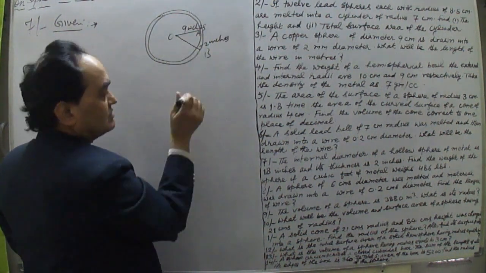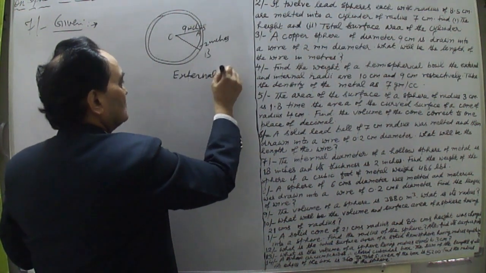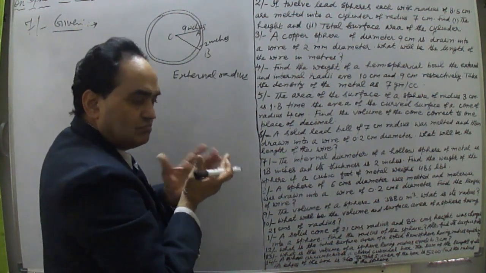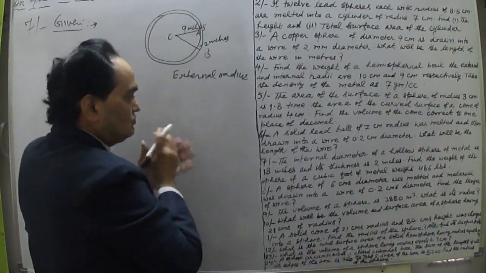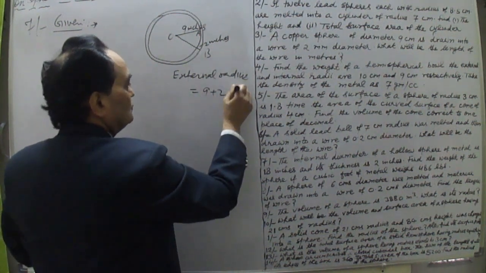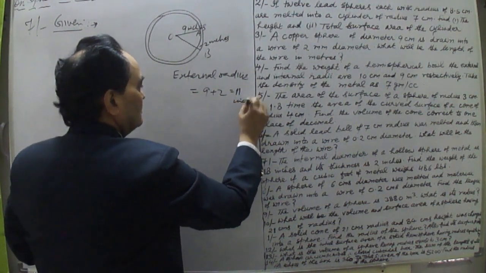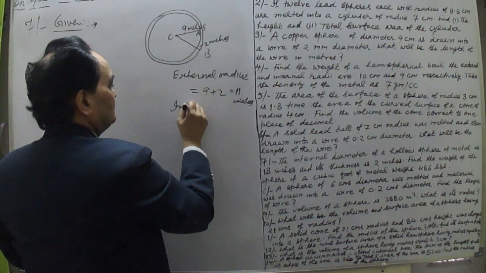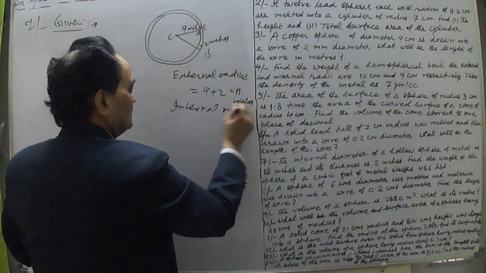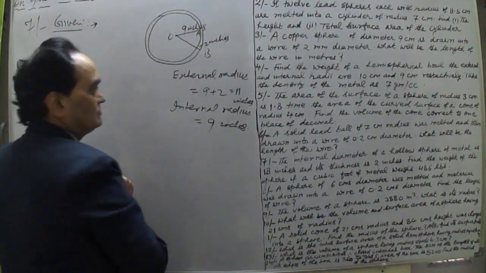So external radius. Why external radius? Because we have to find the external volume minus the internal volume, which equals the volume of the metal in it. External radius is equal to 9 plus 2, equal to 11 inches. And the internal radius, which is given to us through the diameter, is equal to 9 inches.